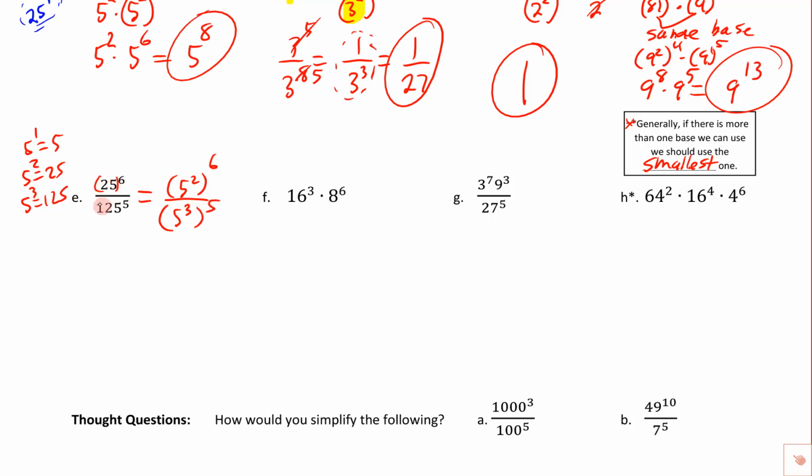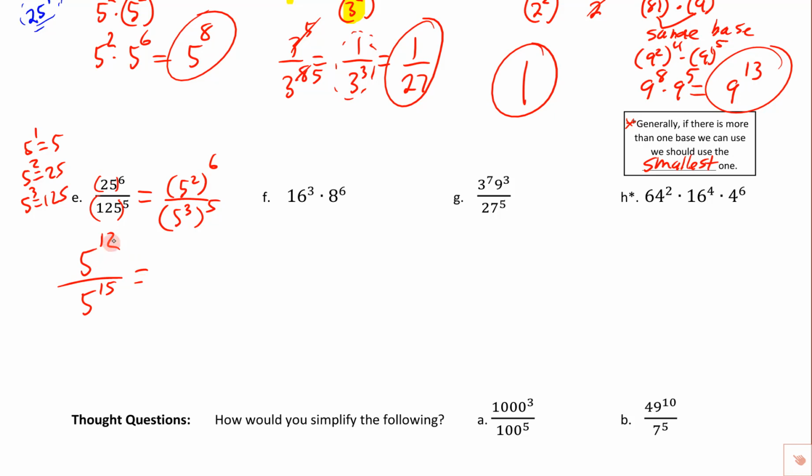So what we did here is we basically said, look, I've got to change those so that I can use my rules. I've got to make those the same. So 25 is 5 squared, 125 is 5 to the 3rd. Now we can go ahead and apply our other rules, power to a power. This is going to be 5 to the 12th on the top. This is going to be 5 to the 3 times 5, which is 15.